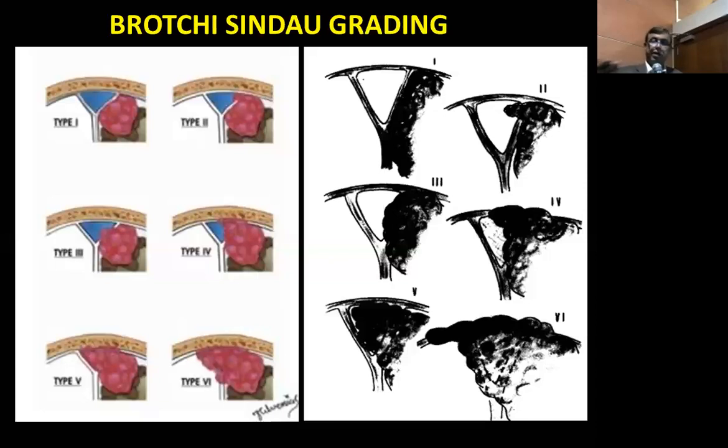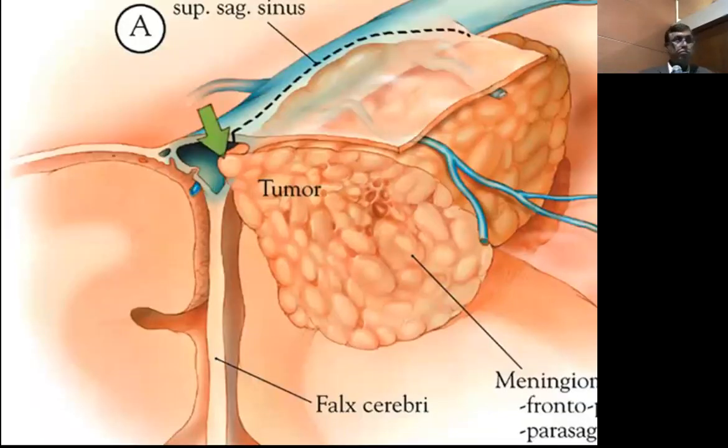So whenever one speaks about parasagittal meningioma, one has to address these points. This is an artist's illustration. This is the superior sagittal sinus, and this is the tumor. The relationship is that it goes into the sinus, can invade the falx, can invade the brain, and it will block these veins.